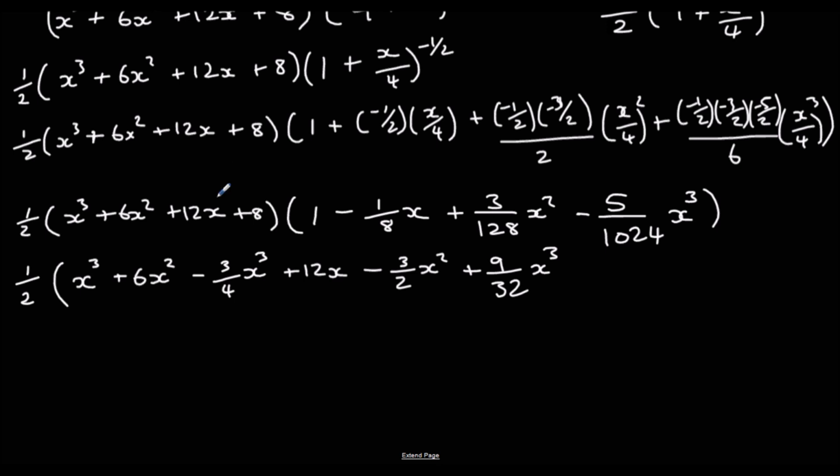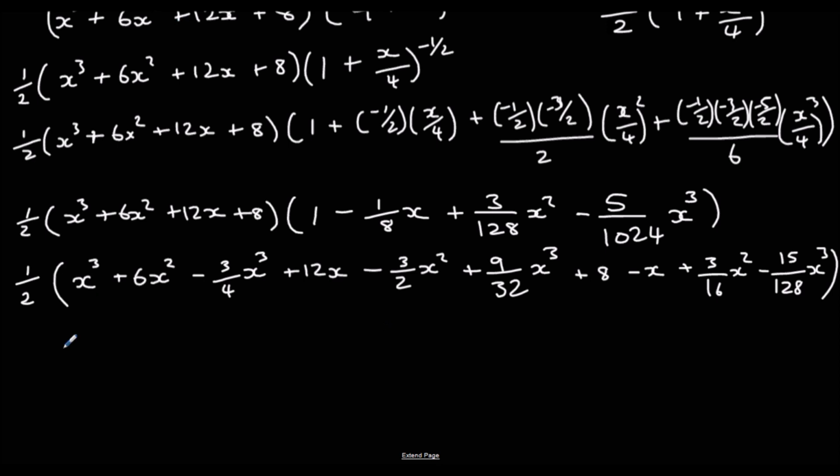We don't want to do 12x times an x cubed term because that will go to the power of 4. And then finally the 8, so 8 times 1 is 8. 8 times minus an eighth is minus x. 8 times 3/128 is 3/16 x squared. And 8 times minus 5/1024 will be minus 15/128 x cubed.